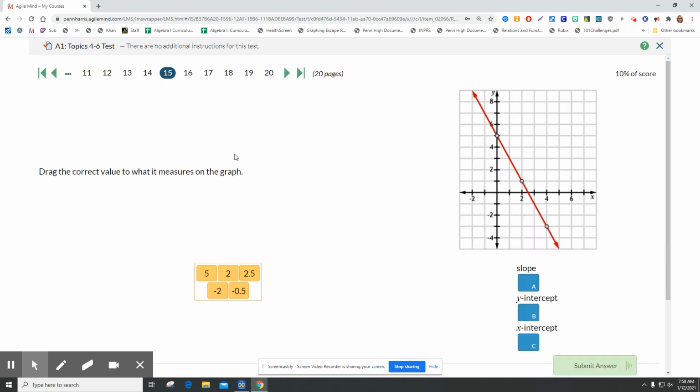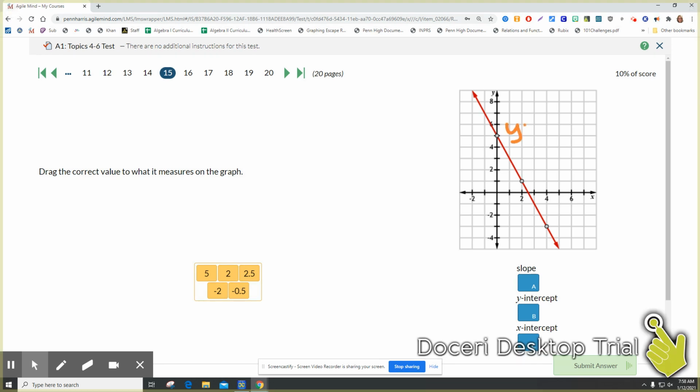Number 15. Drag the correct value to what is the measure of the graph. First, the easiest thing to identify is that my y-intercept is at the number 5, so I'm going to put the 5 at the y-intercept. The next thing I'm going to do is use the 2 points that they gave us to identify the slope. I'm going to go down 1, 2, 3, 4, so negative 4, and positive 2. Negative 4 over positive 2, if we divide that, we get negative 2. So my slope is going to be negative 2.